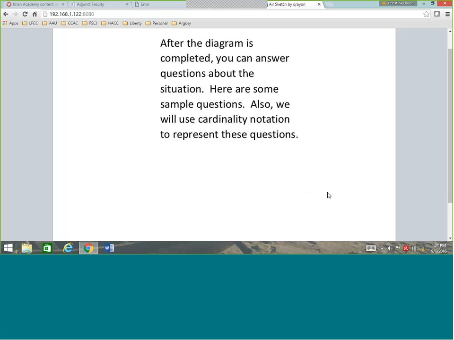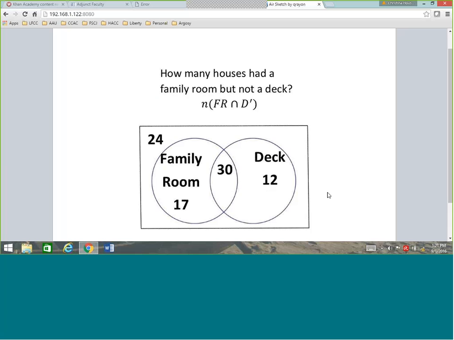But I'm going to also use some cardinality notation to go along with these questions, just to get used to the notation, because sometimes in the directions to the problems, it will give you the notation but not the wording. So it's important to be able to read both. Okay, so how many houses had a family room but not a deck? Before we get to the notation for cardinality, let's just look at the question. How many houses had a family room but not a deck? So that would be 17, because it's in the family room circle but outside the deck circle.